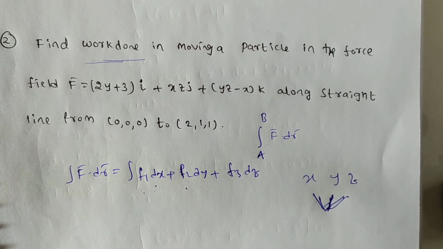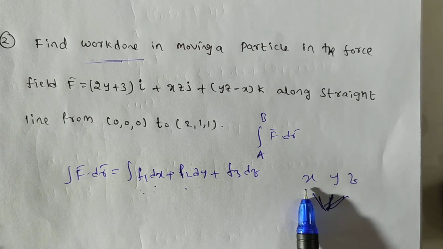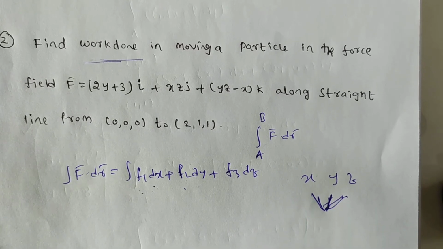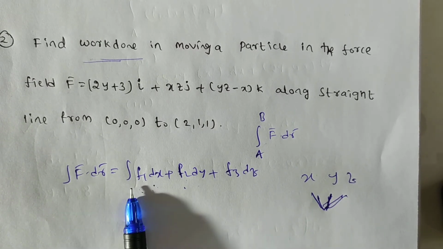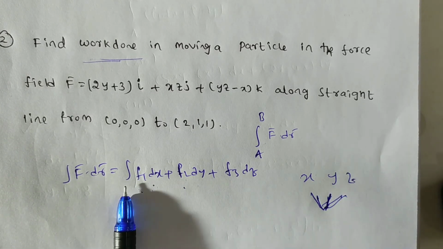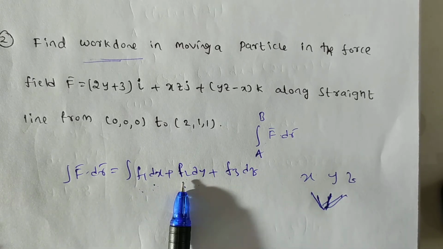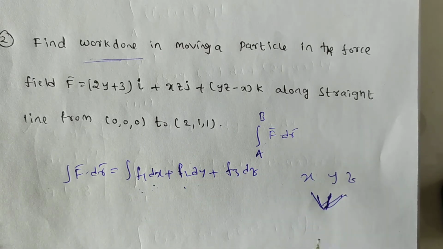How can we change them? Once again I am repeating, sorry for the inconvenience. Friends, now we have to integrate this. Line integral is possible with respect to one variable only. But here you have three variables, so these three variables we have to convert into one variable. How can we convert? They have to give a curve.